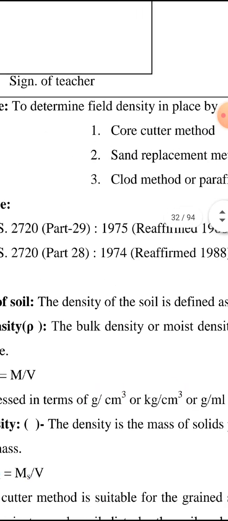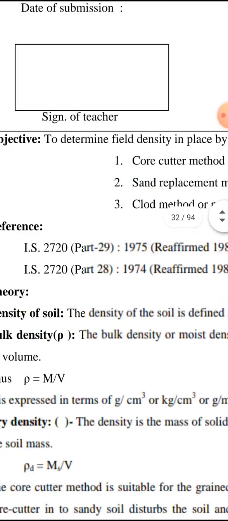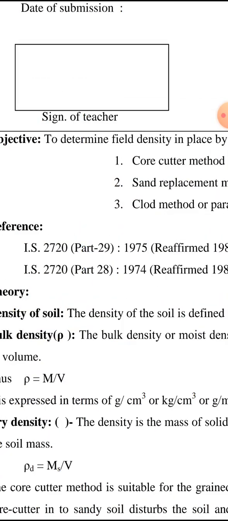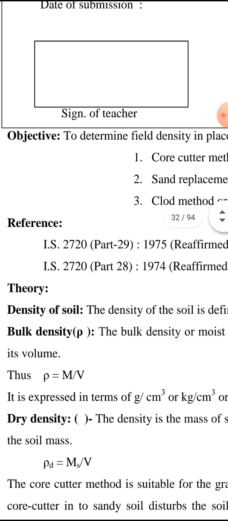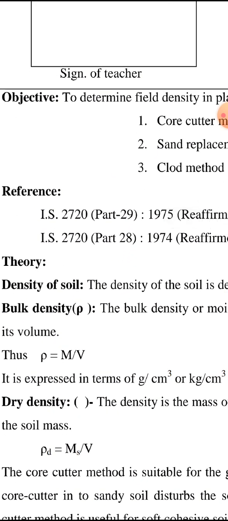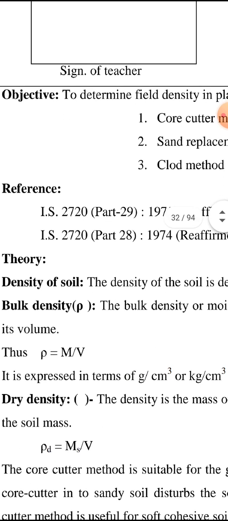The IS code which is used for determination of the field density is IS 2720 part 28 and part 29, 1975. So, what is meant by density? The density of a soil sample is mass per unit volume. This density is further divided into many categories: bulk density, dry density, saturated density, submerged density, density of the solids, density of the water. But here we are considering only bulk density and dry density.